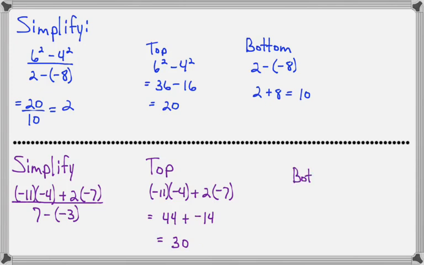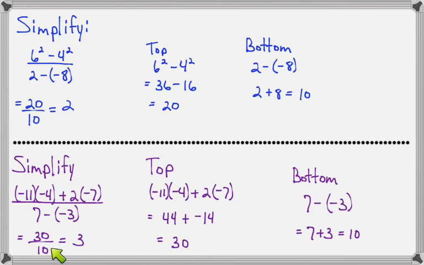And now let's take the bottom. 7 minus -3. Minus negative becomes plus, and 7 plus 3 is 10. So now I have 30 divided by 10, which is 3. And so, again, after you put your top and bottom together, make sure you simplify if you can.